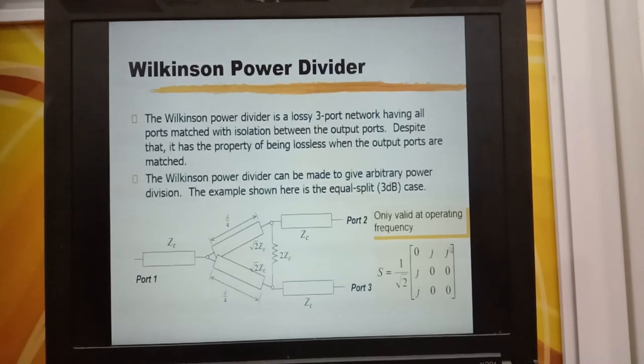This is how the S matrix looks like. Notice that S11, S22, and S33 are all zero. At the same time, we will also get perfect isolation between port 2 and port 3. As shown in the S matrix, S23 and S32 are zero. So this Wilkinson power divider is very useful as a power divider as well as a power combiner.